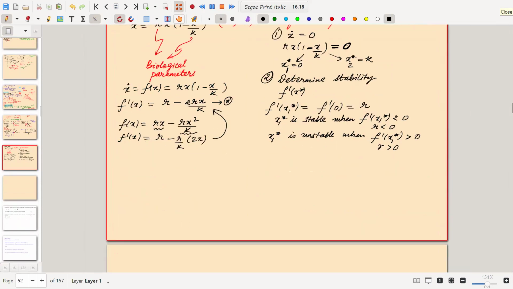Fine. Now, can we determine the stability of x2 star? What happened to x2 star? What is x2 star? It is written on the board.